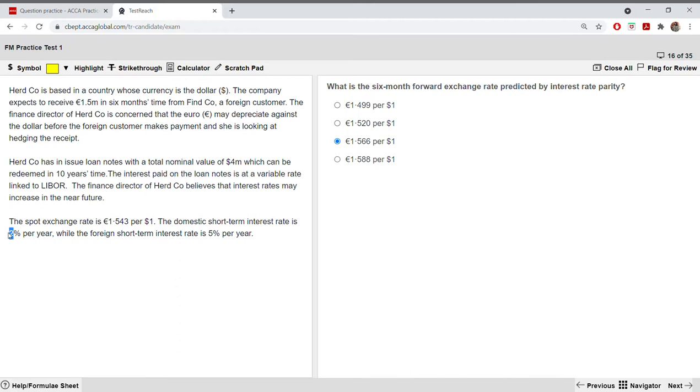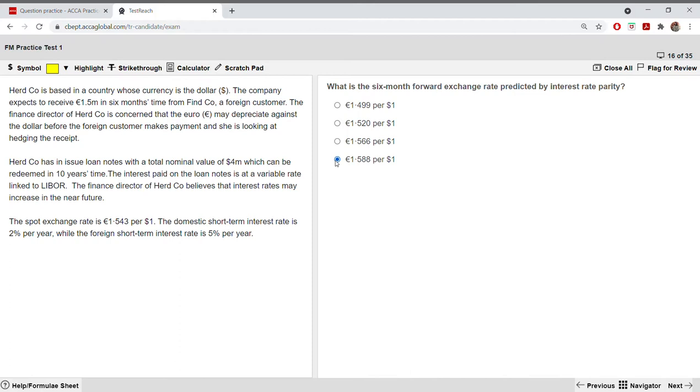So it has to be something more than 1.543, definitely. Looking at the interest rates of the two countries, the dollar interest rate is lower, so the dollar will appreciate compared to the euro. So it tells you that it will be more than 1.543. So definitely these two answers, 1.499 and 1.52, are not in the list because they are less than 1.543. Now you are only left with two options, the third and the fourth one.